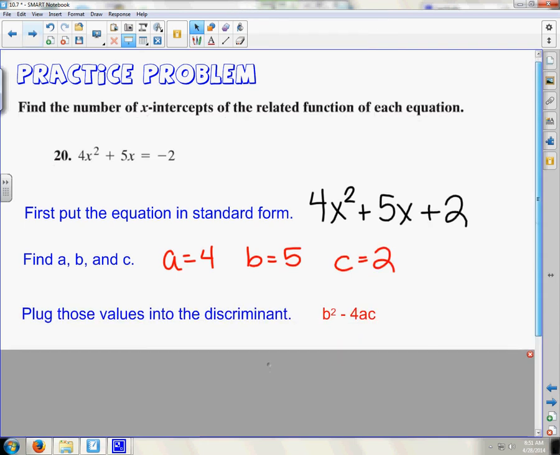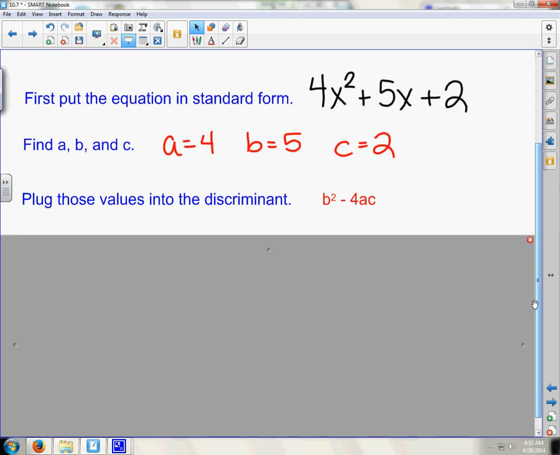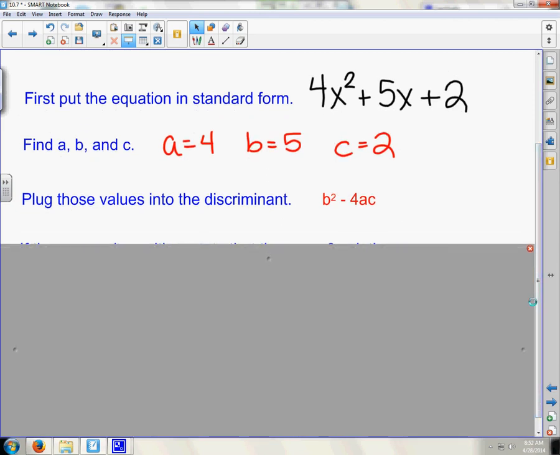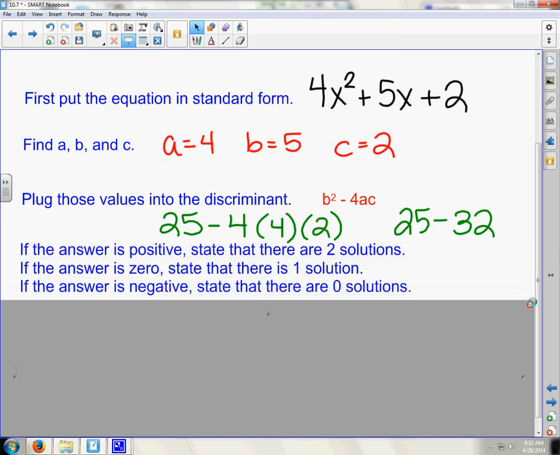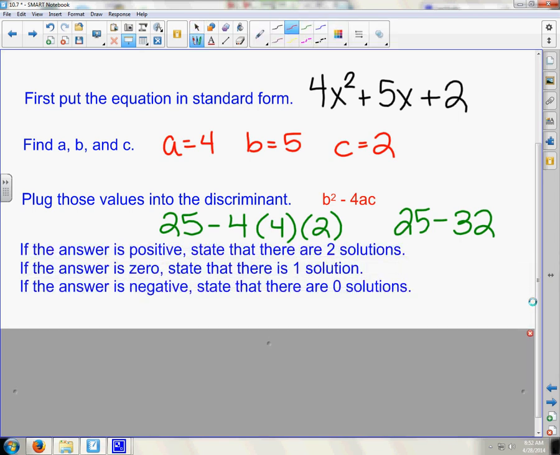Then I'm going to plug those values into the discriminant. So B squared would be 25 minus 4 times 4 times 2. So that's 25 minus 4 times 4 is 16 times 2 is 32. So 25 minus 32 is negative 7. So negative 7 would have no solutions.